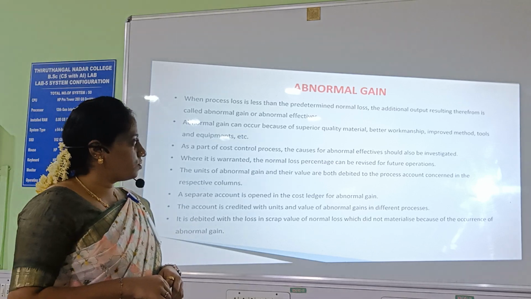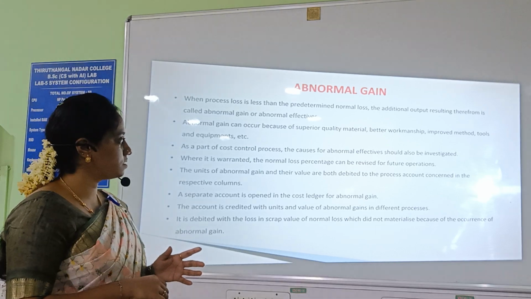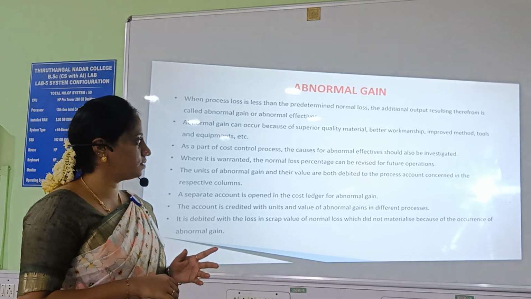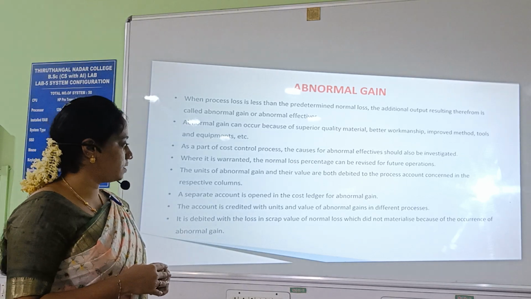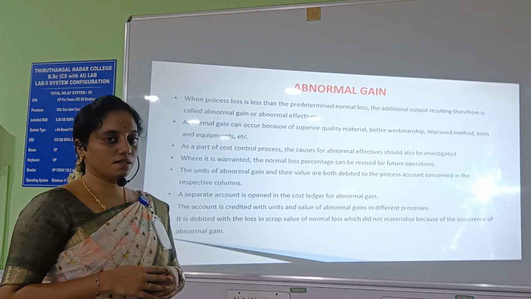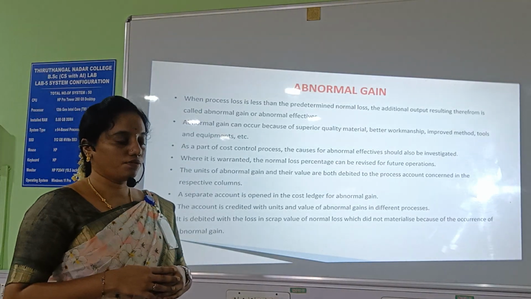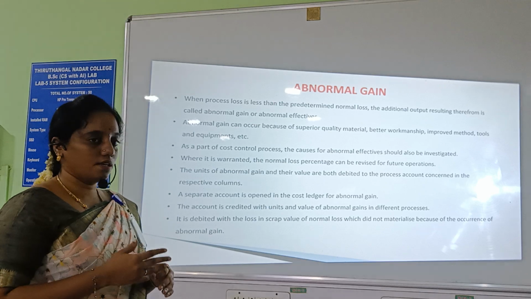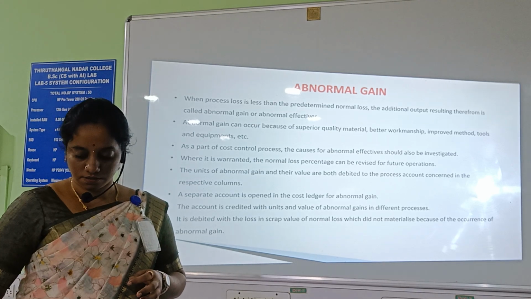As a part of the cost control process, the causes for abnormal effective should also be investigated. The account is credited with units and value of abnormal gains in different processes. It is debited with the loss and scrap value of normal loss, which did not materialize because of the occurrence of abnormal gain.